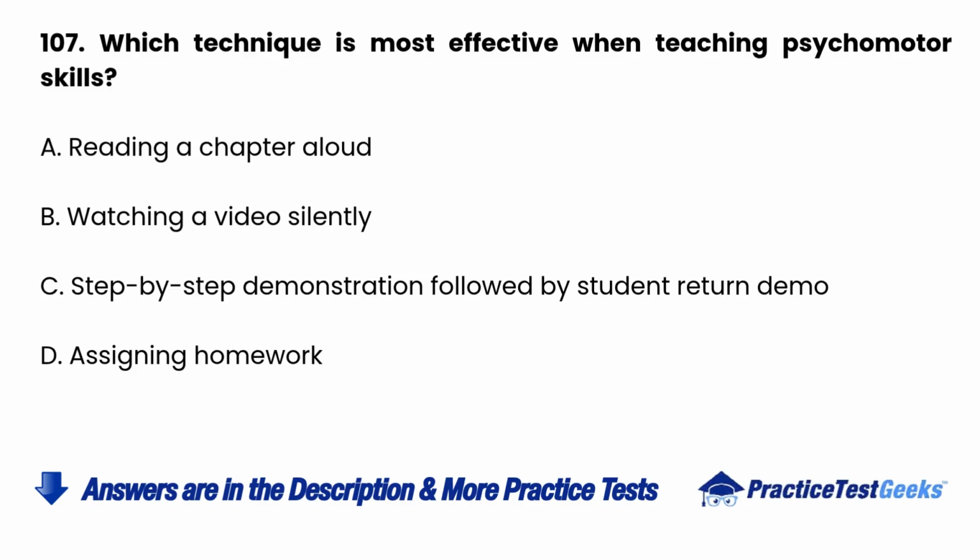107. Which technique is most effective when teaching psychomotor skills? A. Reading a chapter aloud. B. Watching a video silently. C. Step-by-step demonstration followed by student return demo. D. Assigning homework.